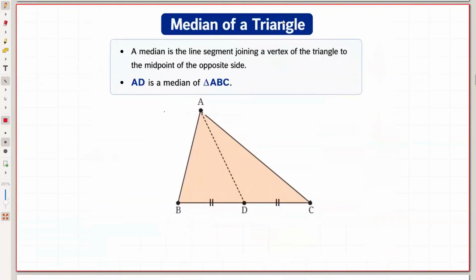The next one is the median of a triangle. What is the median of a triangle? A median is the line segment joining a vertex of a triangle to the midpoint of its opposite side. Now this dotted line is the median. Here AD is the median of triangle ABC.